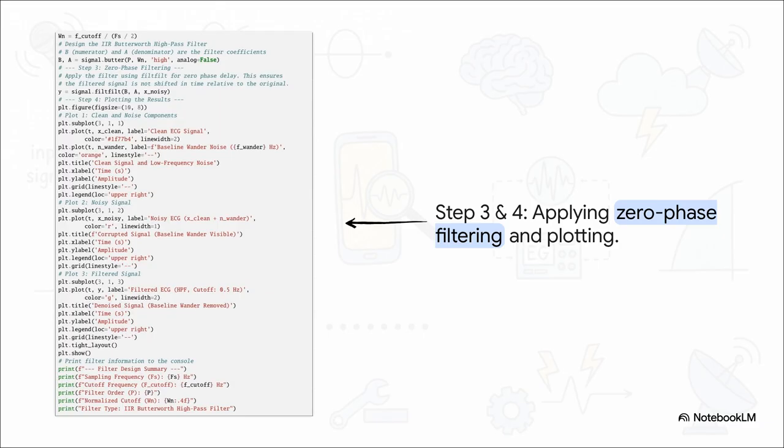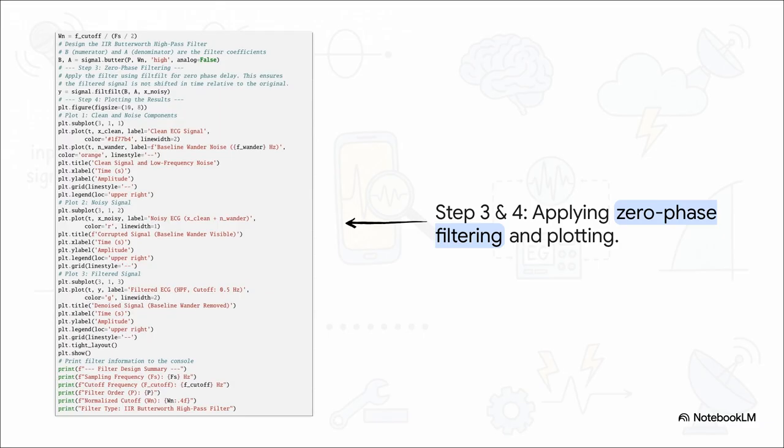Now, think about what that means in a medical setting. Shifting the exact timing of a heartbeat is totally unacceptable. It could lead to a false diagnosis of an arrhythmia. The zero-phase filter, filtfilt, completely solves this. It filters the data forward, then it reverses the array and filters it backward. Those phase delays effectively cancel each other out, leaving you with exactly 0 time distortion.